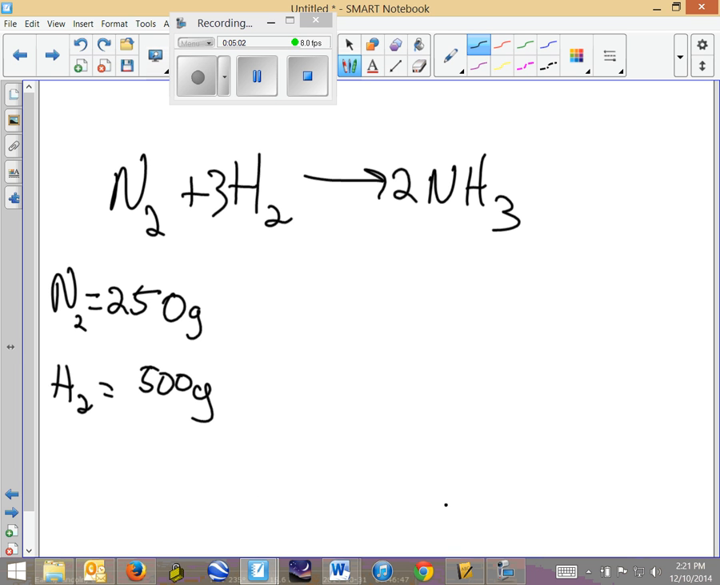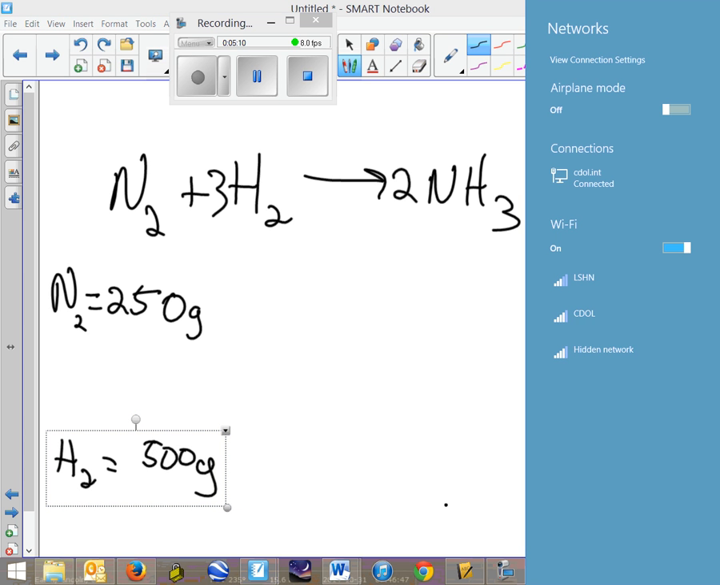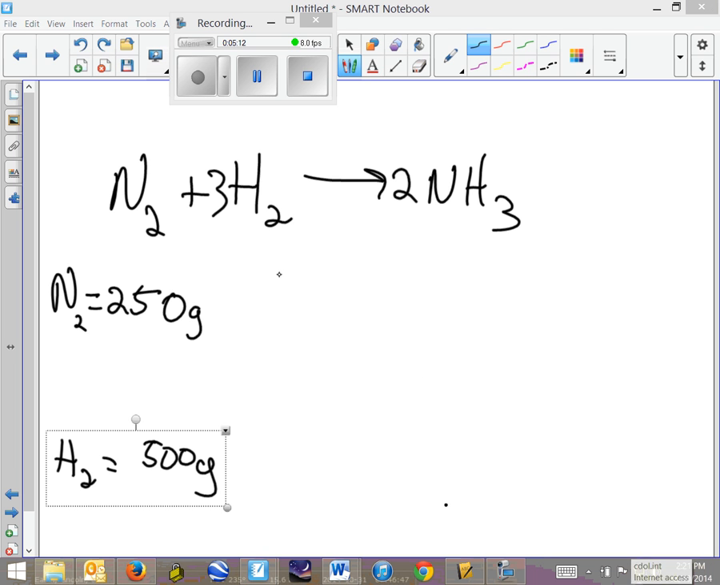Okay, so I can do the stoichiometry with each one of these, and in doing the stoichiometry for each one, I can figure out how much of this NH3 I can produce. So let's just look at the stoichiometry for each of these. This is what we did last chapter. So I have 250 grams of nitrogen. Well, I need to convert this grams of nitrogen to moles of nitrogen.